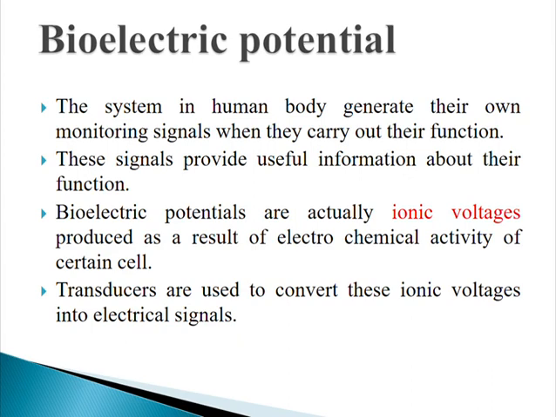These bioelectric potentials are actually the ionic voltages that are produced as a result of electrochemical activity of certain cells. So transducers are the devices which are used for converting these ionic voltages into electrical signals while we are recording the certain activity of an organ present inside the body. So now we will see how these bioelectric potentials are generated, and before proceeding to that topic we will see what the structure of a cell is.